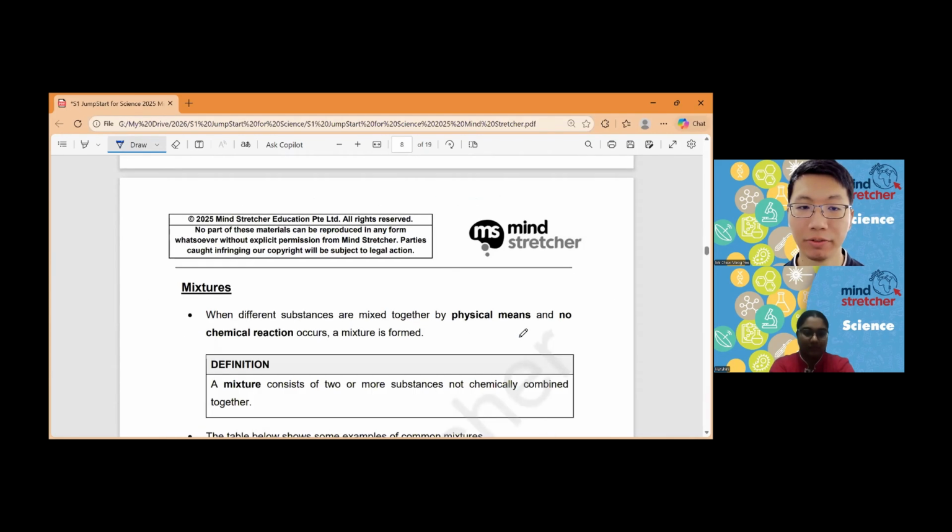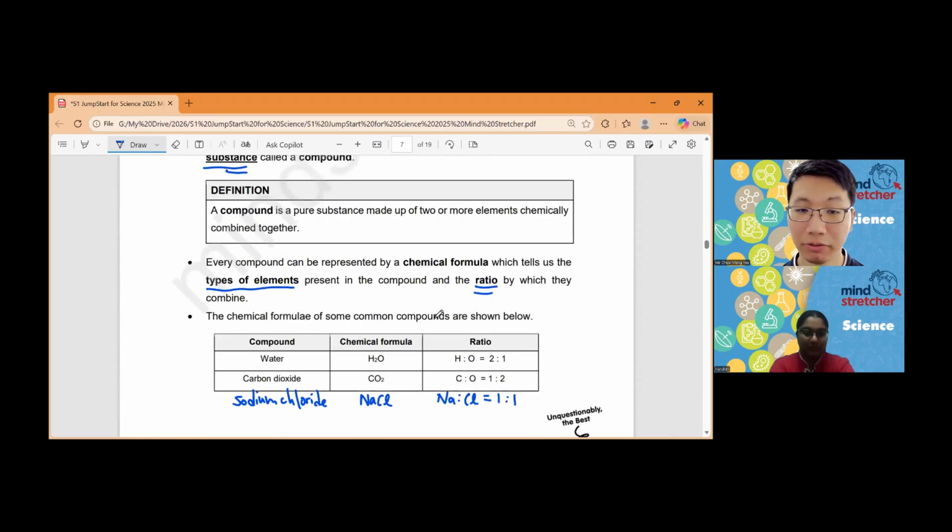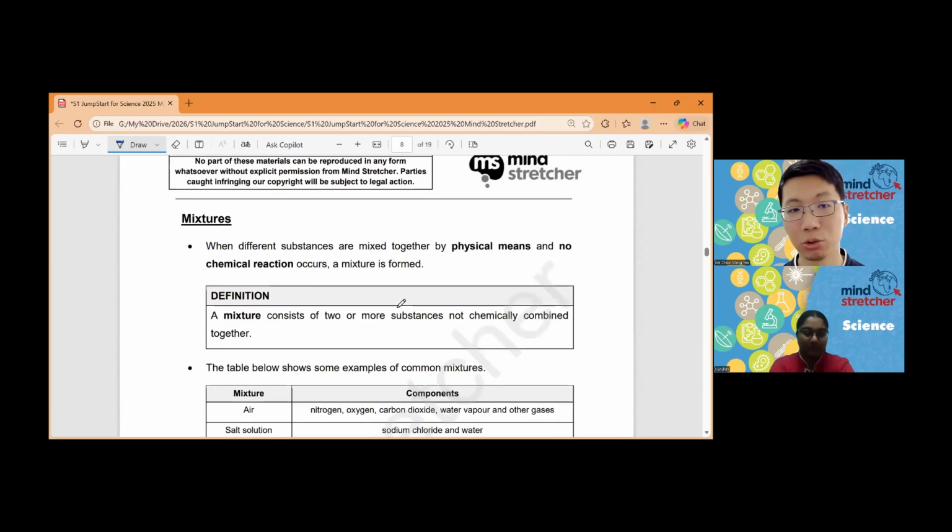All right. Now let's move on. Just to recap very briefly, a compound is also a pure substance, formed when two or more elements chemically combine. But what happens when we have all these elements mixed together, but they don't react? There is no chemical reaction. You just mix them together by physical means. It's just like you put sand and salt and sugar all together. Nothing happens between them. We are just mixing them all together. That is what we call a mixture. They are not chemically combined. So if they are chemically combined, it's a compound. If they are not, it's a mixture.